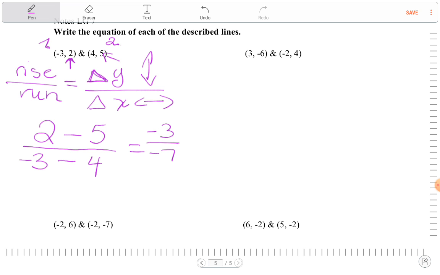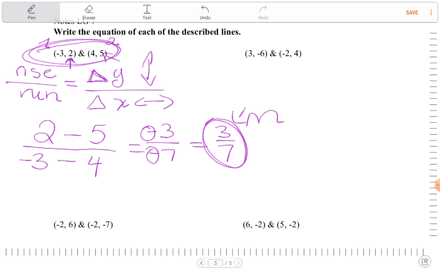So 3 and 7 cannot be simplified. There's nothing that we can do. But actually, if I'm dividing a negative by a negative, I know that my slope is positive 3 over 7. This is my slope, m. And now I'm back to what I already learned yesterday. I know how to write an equation of the line when I have a slope and a point. And because both of those points are on the line, it doesn't matter which point I'm going to use.